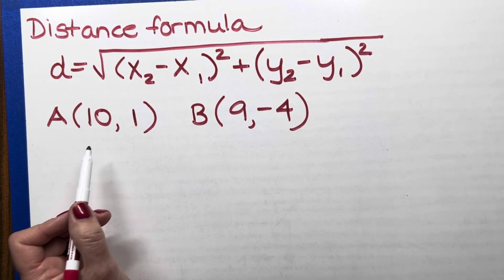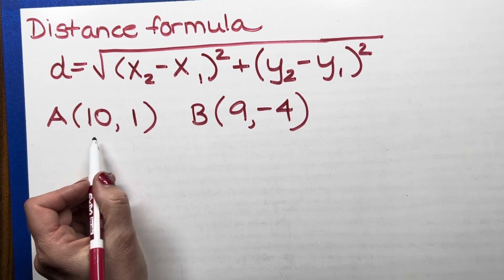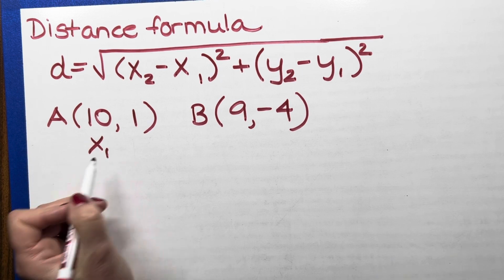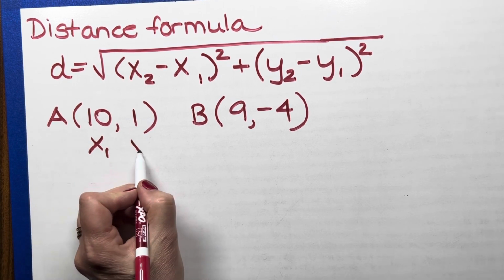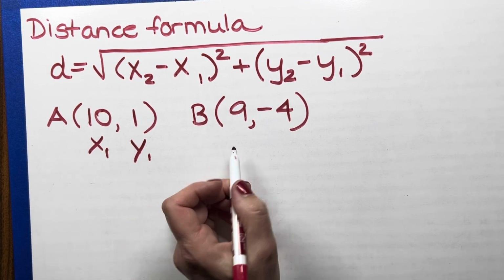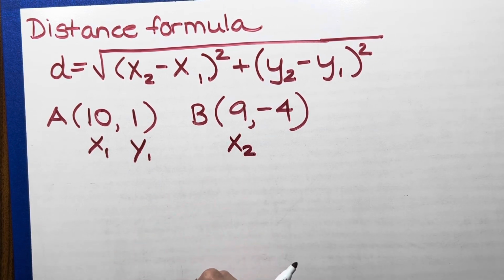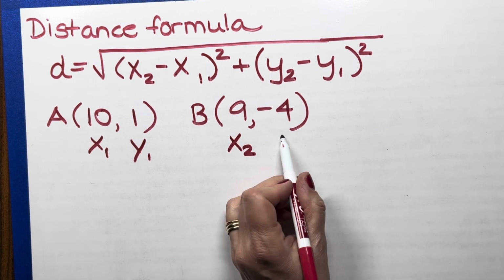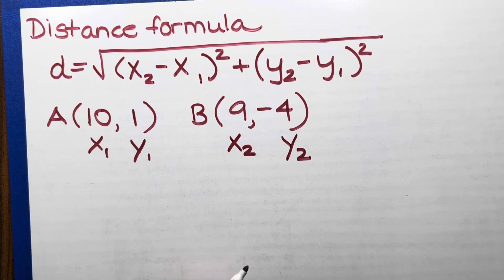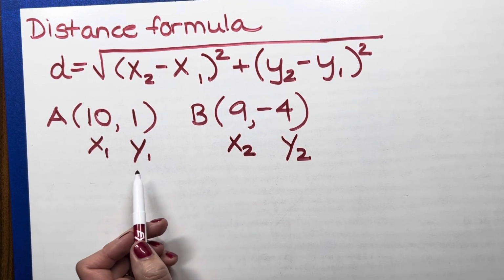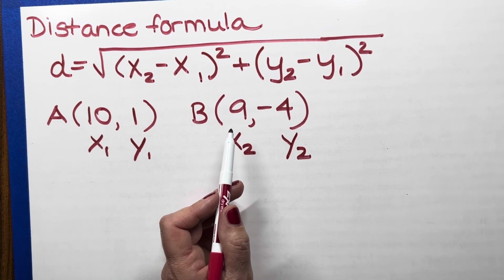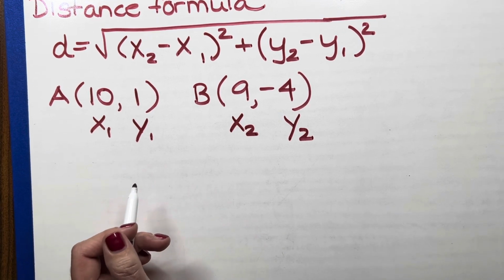So what I'm going to do is label each of these points, and I'm going to call point A point 1. That means 10 is the x1, and the 1 is the y1. And point B can be point 2. So the 9 will be my x2, and the y will be my y2. Sorry, the negative 4 will be my y2. So all I have to do is correctly substitute in these values for the x's and the y's into my formula, and then I can calculate the distance between these 2 points.